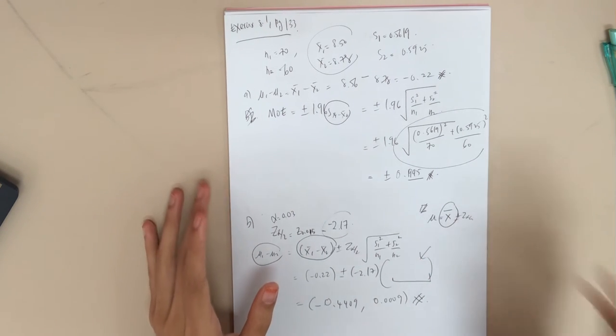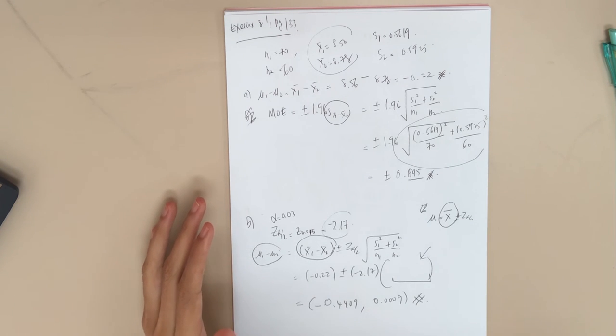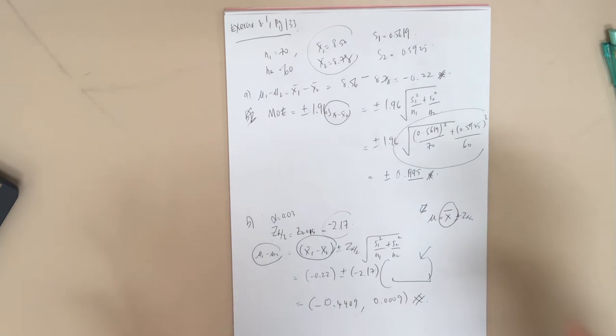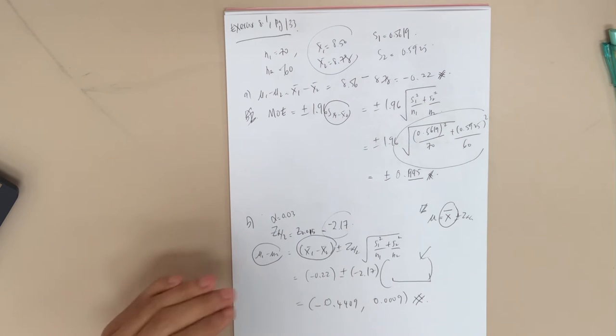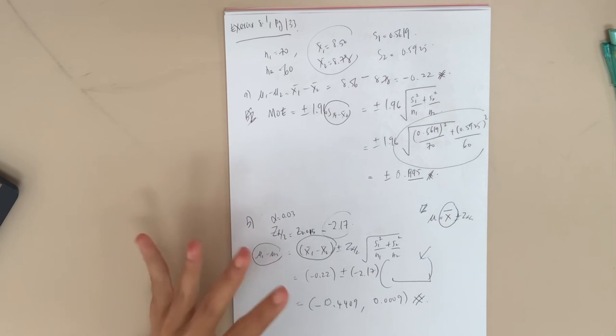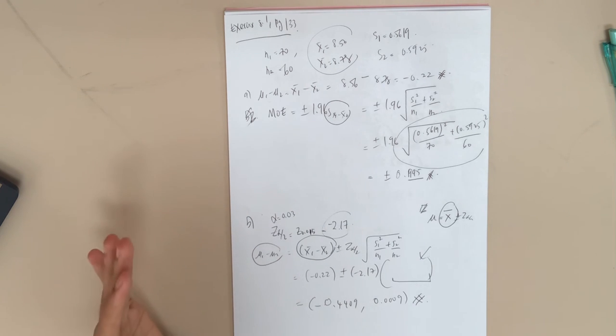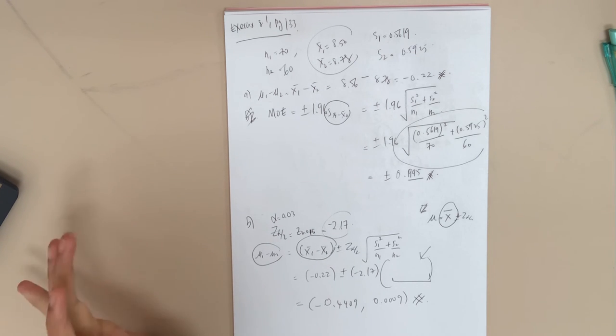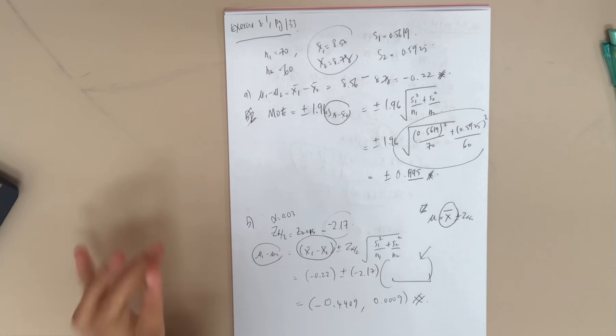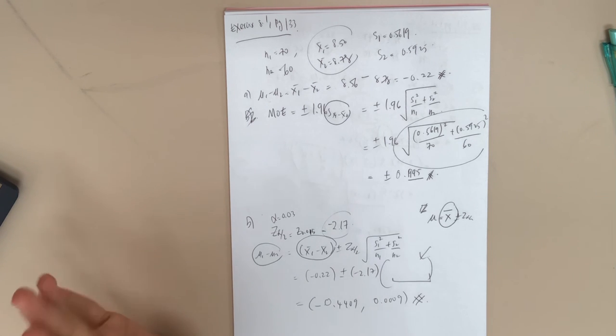Okay, so I will stop this video here. This is the example of inferences between two populations for the mean, and it's a large sample. So in the next video, I will give you an example on the mean for small samples. Okay, alright.